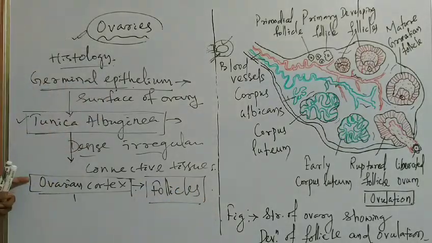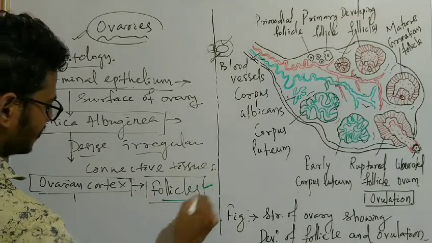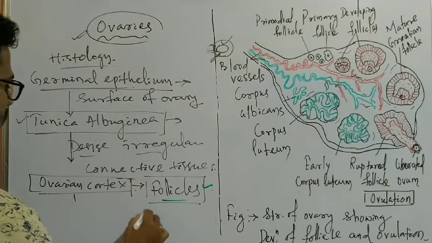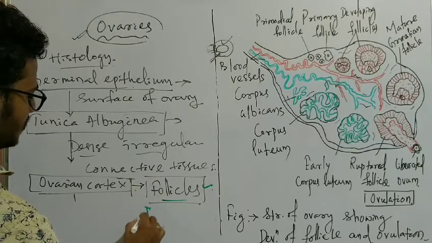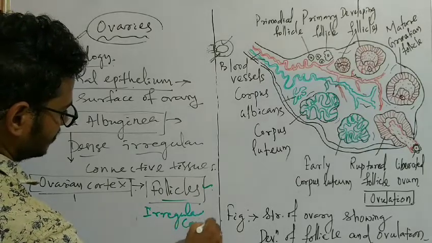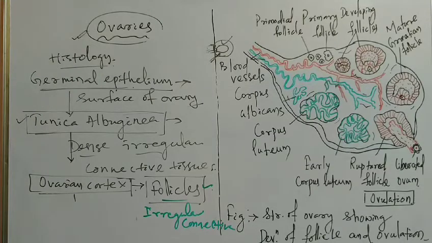Okay, so follicles are present in this ovarian cortex, surrounded by dense, irregular connective tissue. Here there are also irregular connective tissues. Okay, so follicles are surrounded by dense, irregular connective tissues.